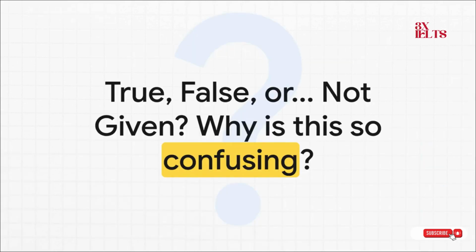This is the one, isn't it? The one that causes so much trouble. True seems simple enough. False? Okay, it's the opposite. But not given? What does that even mean? Sometimes it feels like it's designed specifically to make you second-guess everything. But I promise you, it's not a trick. It's just a test of precision. And by the end of this, you're going to have the master key.